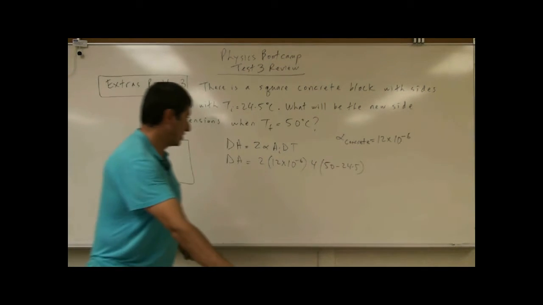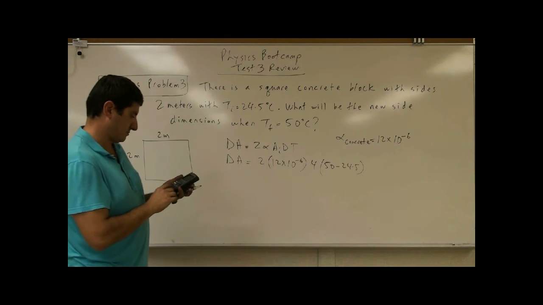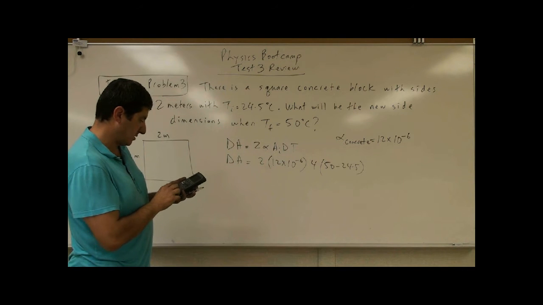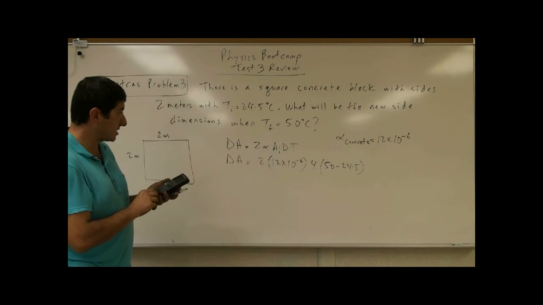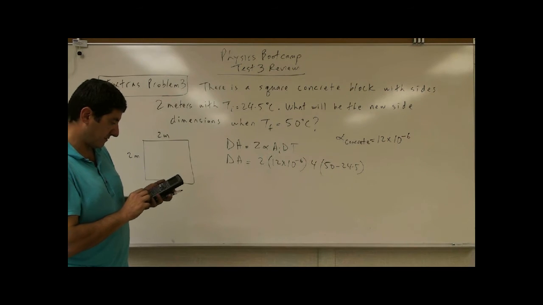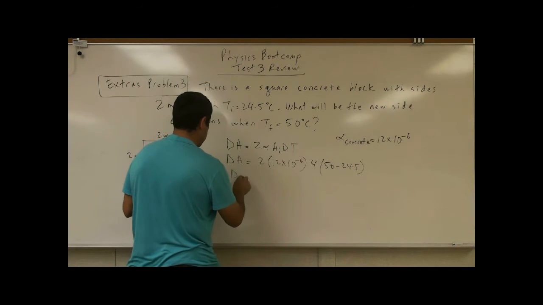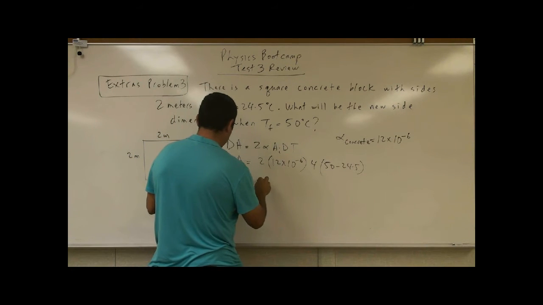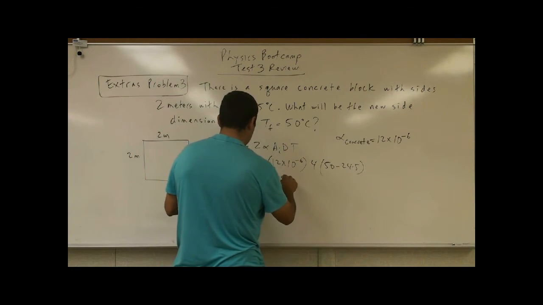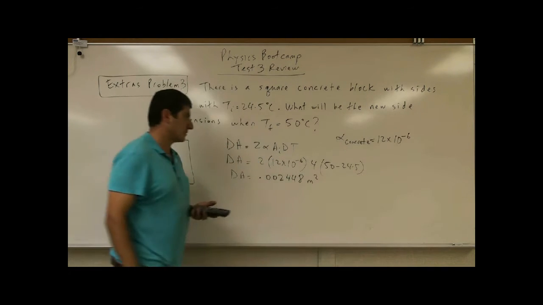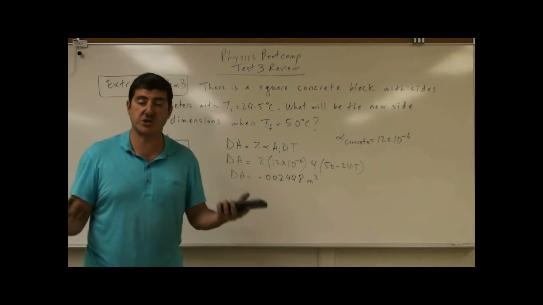Okay, so multiply all of these out. 2 times 12 times 4 times 50 minus 24.5, times 10 to the power negative 6. So the change in area is going to equal 0.002448 meters squared. Okay, that's how much the area is going to increase by.